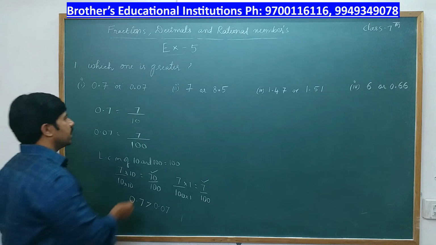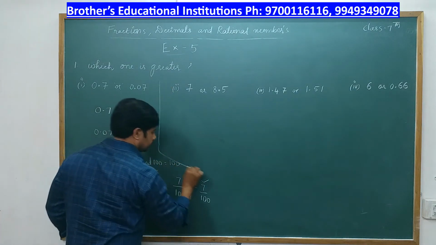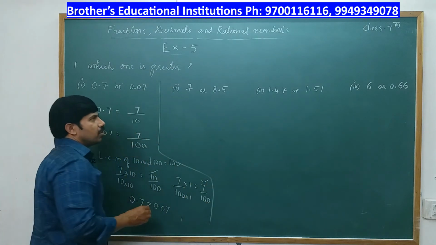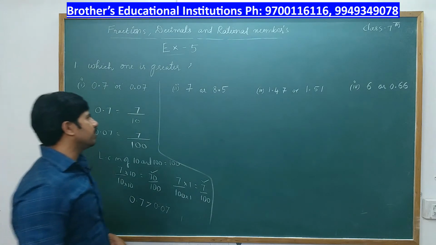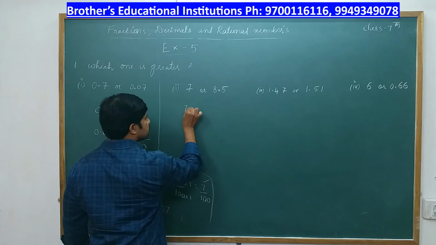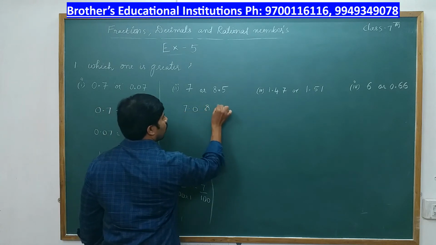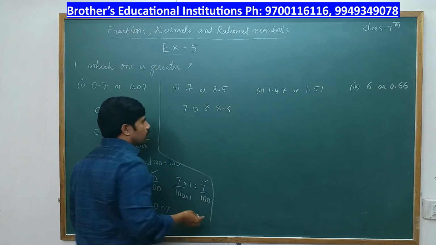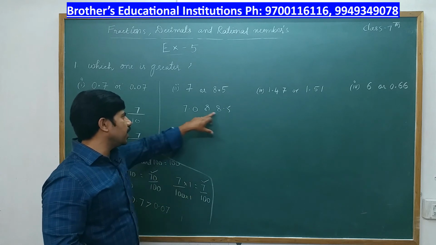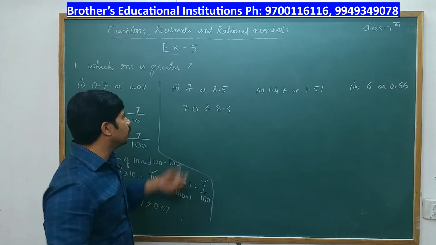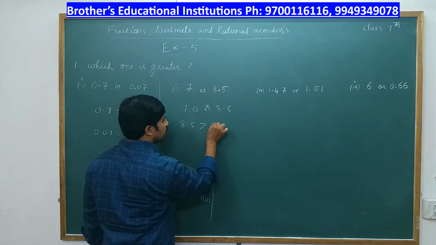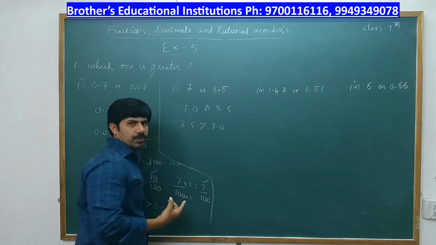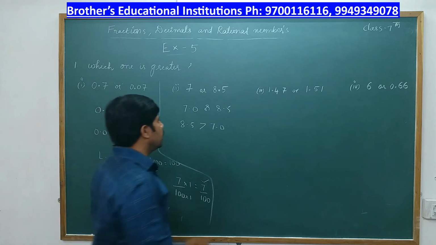Now we'll do the second one. 7 or 8.5. See, it's a normal simple problem. 7 means what? It is 7.0 or 8.5. So clearly you have 7 and 8. Which is greater? 8 is greater. So we say that 8.5 is greater than 7.0. Okay, this is over. Now we'll do the next one.